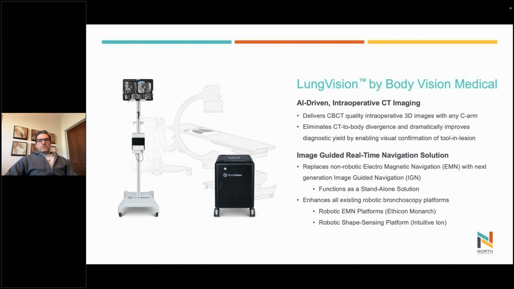It can be a standalone solution. I use it as a standalone solution. In addition to that, it plays well with others. If you happen to have a robotic bronchoscope, congratulations, I'm jealous. But if you have one, you can also use it to enhance your yields, to enhance your navigation within those platforms.